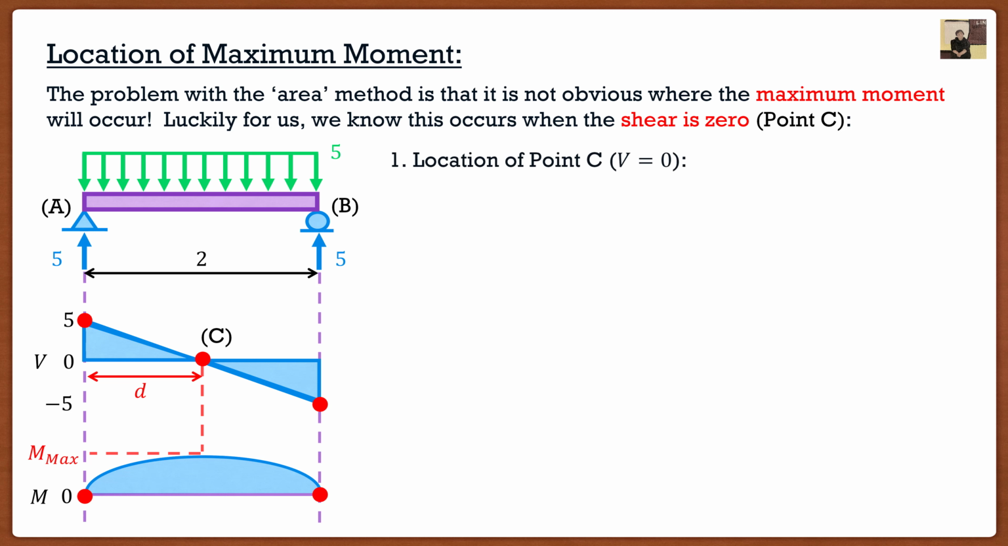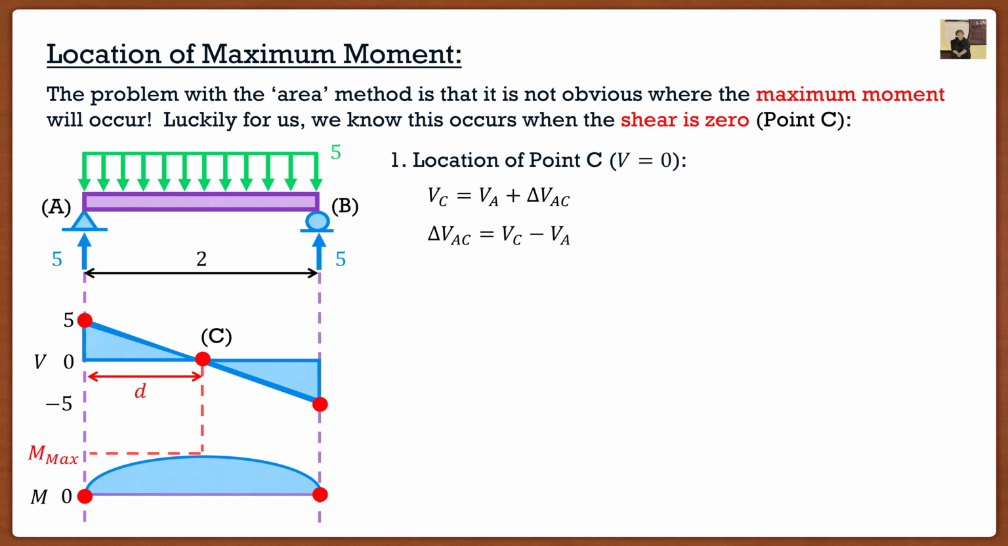So the first thing we're going to do is find the location of point C. Now the trick here is we know what the shear at C is. We know that it's going to be equal to 0. So we can take our formula where the shear at C is equal to the shear at A plus the change in shear between A and C. But instead of solving for the shear at C, we know what that is and we know what the shear at A is. We can solve for the change in shear between these 2 points.